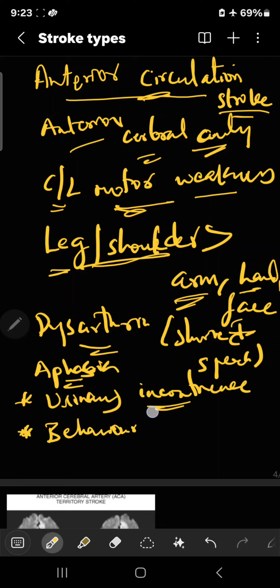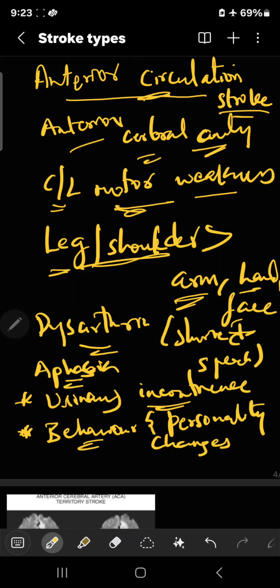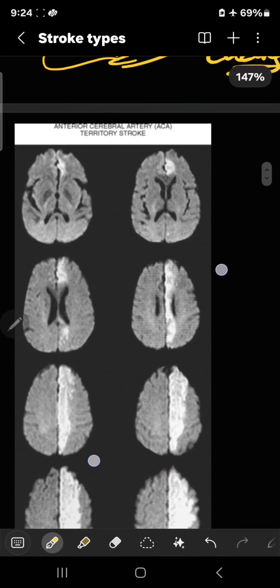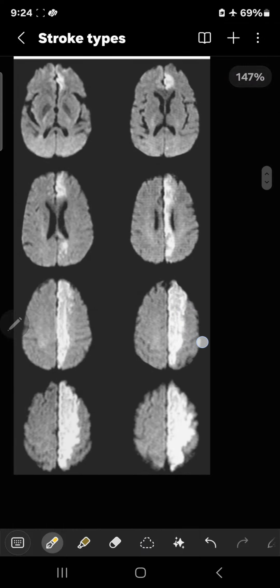And the second one is behavior and personality changes. Anterior circulation stroke means it supplies the frontal lobe. The frontal lobe is mainly responsible for behavior and personality. The patient will be agitated. For example, the patient will be fully agitated. So this is an example of the anterior circulation stroke from top to bottom.